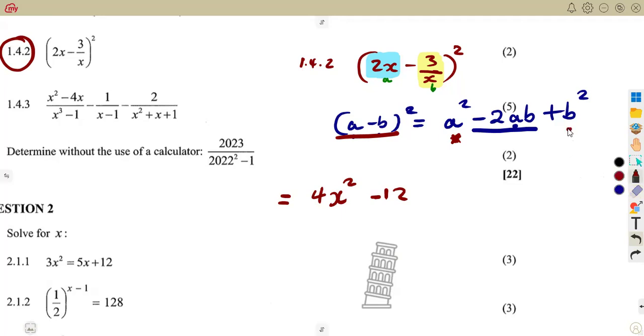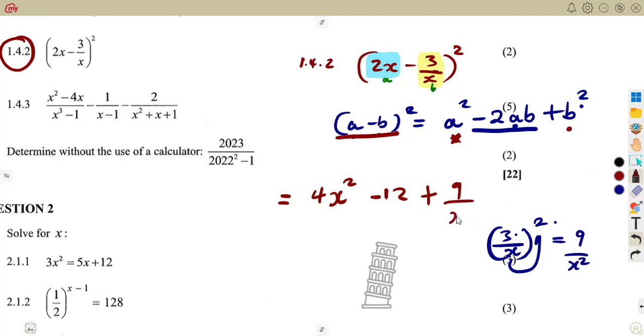Then you move on to the last one. Last term squared, plus last squared. So that's plus b squared. What is our b? Our b is 3 over x. But they are saying squared. 3 squared is 9, x squared. Just like that. So that will be 9 over x squared.